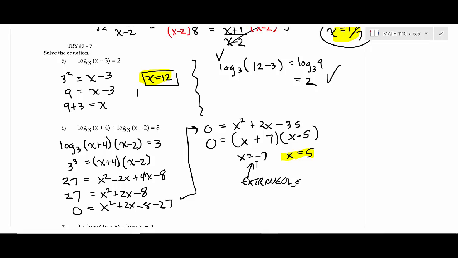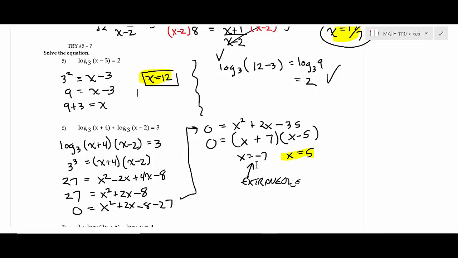And really all you got to do is, if you look at that -7, that would be -7 plus 4, which is negative. You can't do a log of a negative number. You can kind of do that in your head. The 5's okay. Okay, you got positive numbers. I didn't go through the details of checking the 5, but you can. Okay? All right, so we got that.